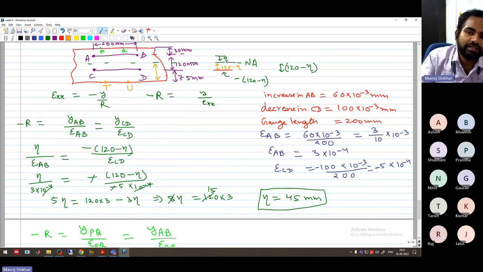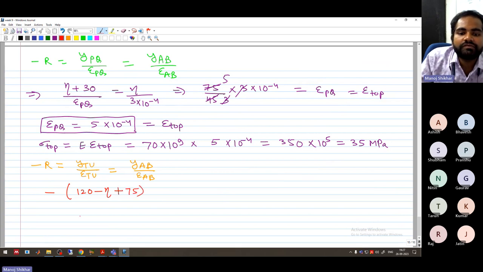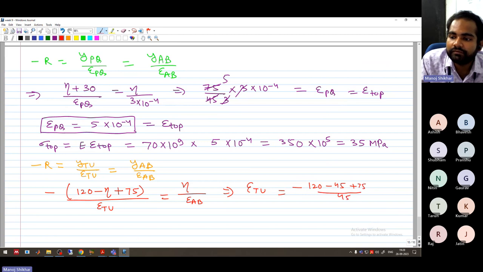So 120 minus eta plus 75. y TU will come with a sign because we are going in the negative direction, right? So y TU will be minus of 120 minus eta plus 75. So this is the total length. Epsilon TU equal to eta upon epsilon AB. So from here we can calculate epsilon TU equal to minus 120 minus 45 plus 75 divided by 45 into 3 into 10 power minus 4.